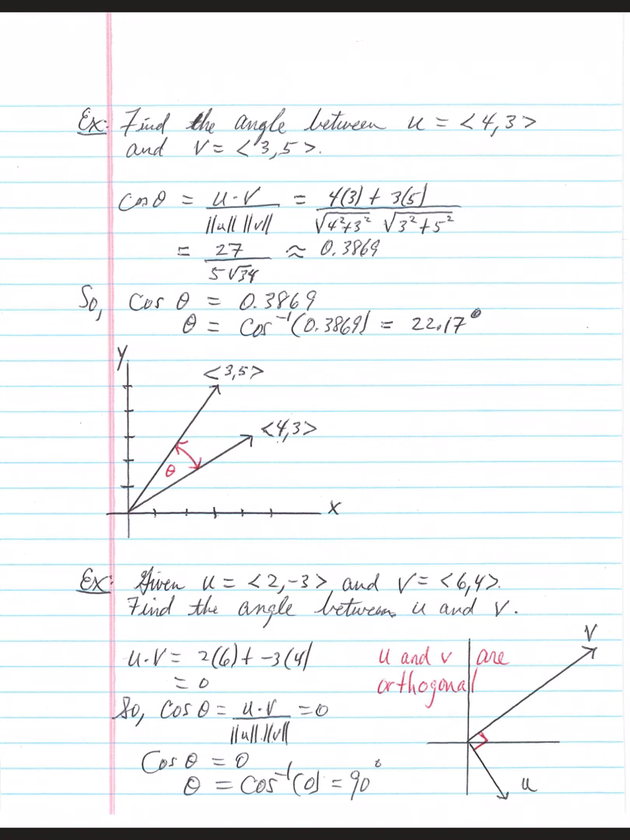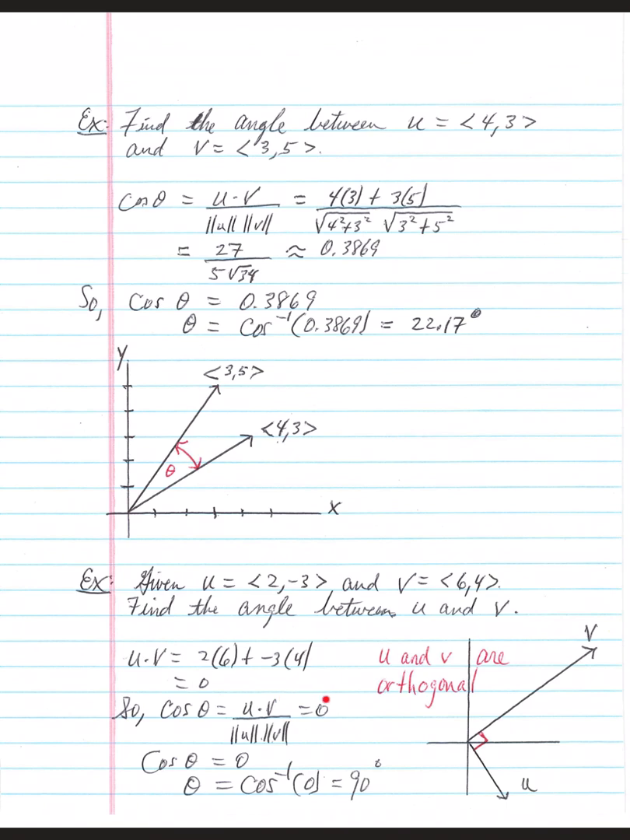Our dot product, 2 times 6 plus negative 3 times 4, that's 12 minus 12, which is 0. Well, that's what we just discussed. So vector u and vector v are orthogonal. They form a 90-degree angle. You don't even have to carry out the magnitudes.